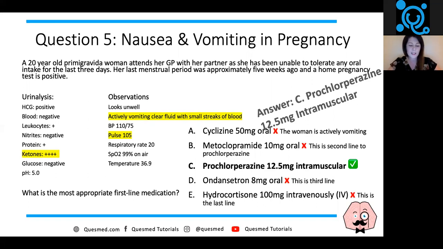So in this case, we give IM prochlorperazine and probably some IV fluids. We wouldn't use oral cyclizine as the woman is actively vomiting and she's unlikely to keep it down. And like we discussed, metoclopramide, ondansetron and hydrocortisone are all second, third and last line antiemetic drugs. So I hope that makes sense.